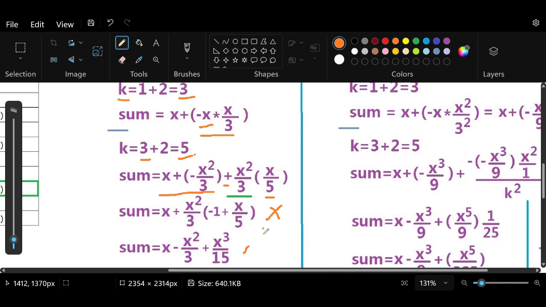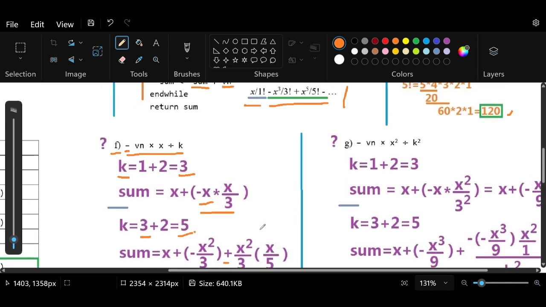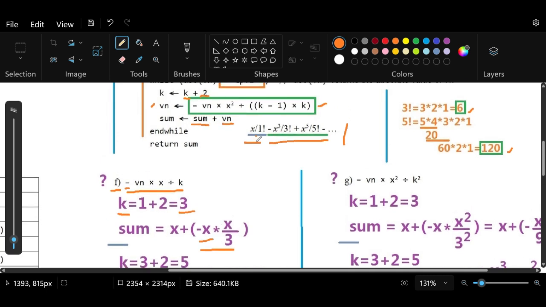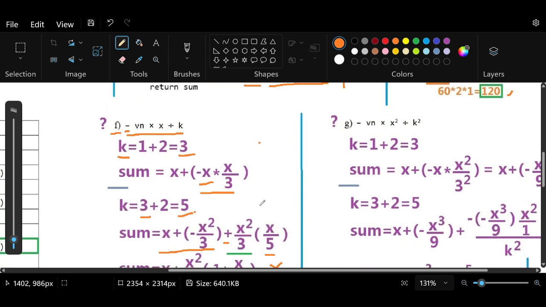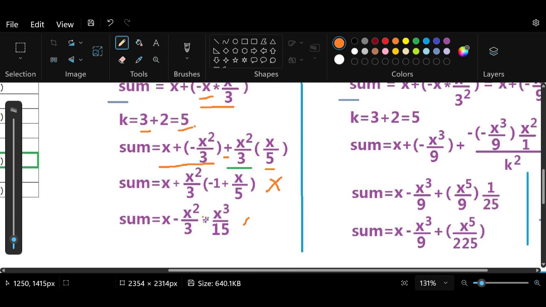But if we look at our intended output, we need to have x divided by 1 factorial, which is x, minus x cubed divided by 3 factorial, plus x to the 5th divided by 5 factorial. And if we look at our output, we don't see that here. We don't see that 3 factorial, which should be 6. And also for this one here. That's why this would be wrong.